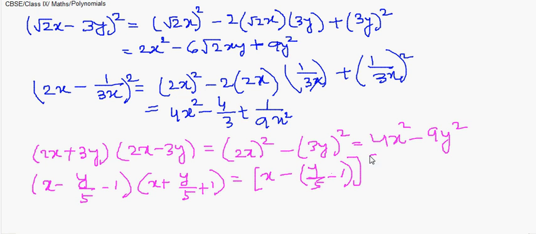Then this is x plus y by 5, minus will not be, so it will just be plus.